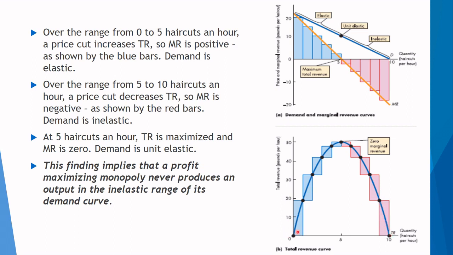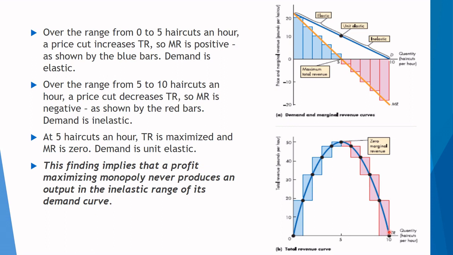So your total revenue increases in the elastic portion of your demand curve. The total revenue is maximized when demand is unit elastic, and total revenue is falling when demand is inelastic. So marginal revenue is positive when demand is elastic. Marginal revenue is 0 and total revenue is maximized when demand is unit elastic. And marginal revenue is negative, or total revenue is falling, when demand is inelastic.